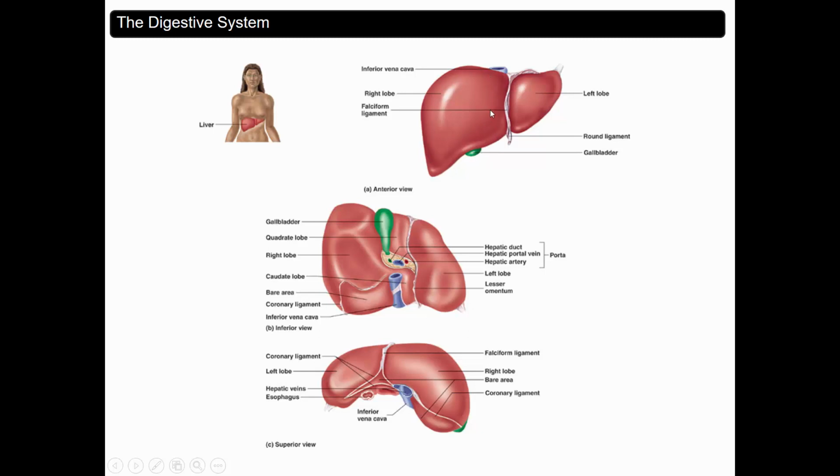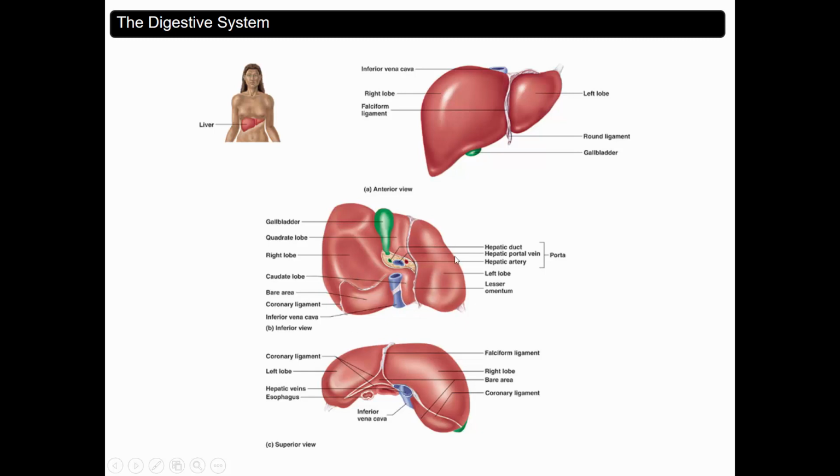So it's our huge right lobe. And then next to it we have the left lobe, which points over to the left side of your body. And then to see the other two, we have to flip the liver over. So in this view, we're looking from underneath, kind of an inferior posterior view, which makes it a little more confusing.